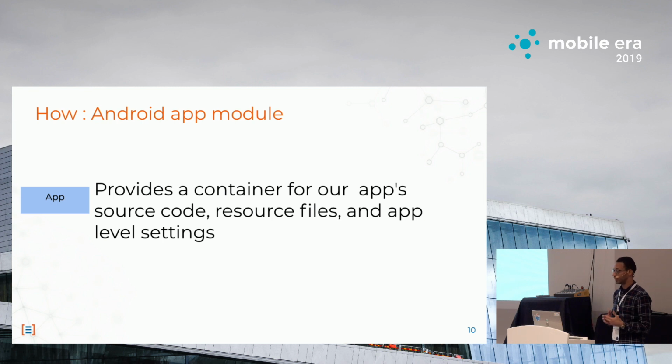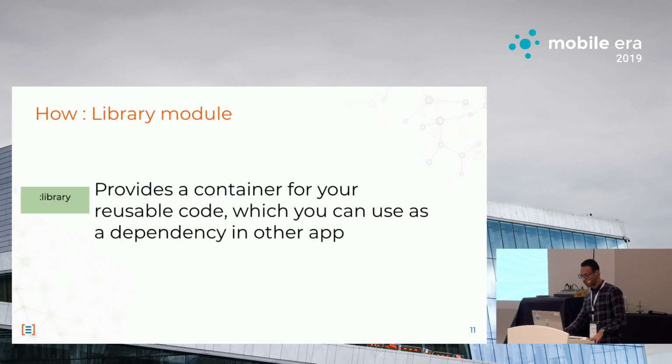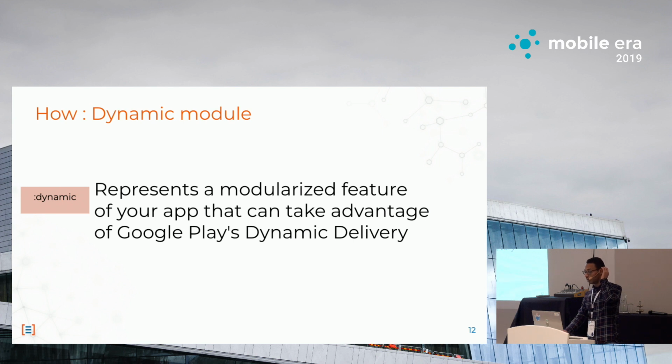So every team doesn't need to run the whole app. A small app to test the small module. Easy like that. Then a library module, which provides a container for your reusable code, which you can use as a dependency. And we'll see an example of dynamic feature, which represents a modularized feature of your app that can take advantage of Google App Delivery.